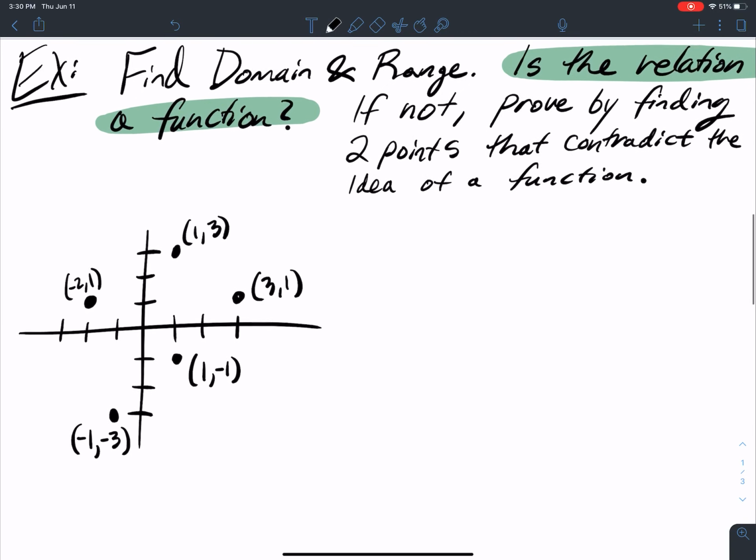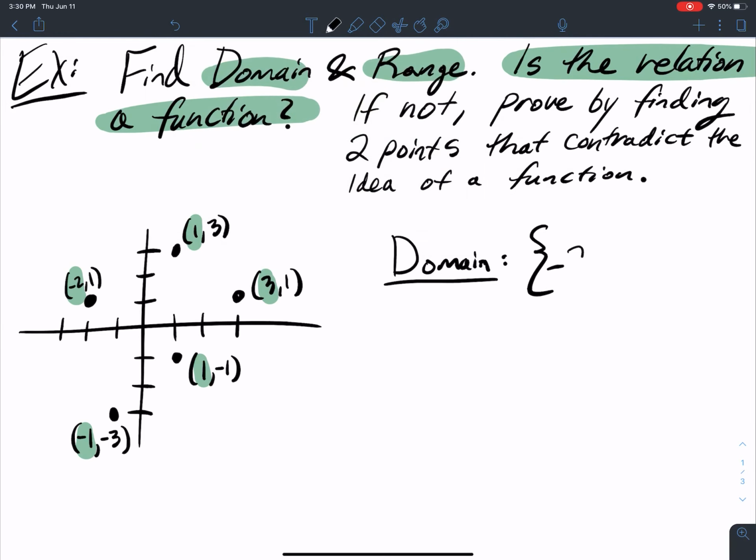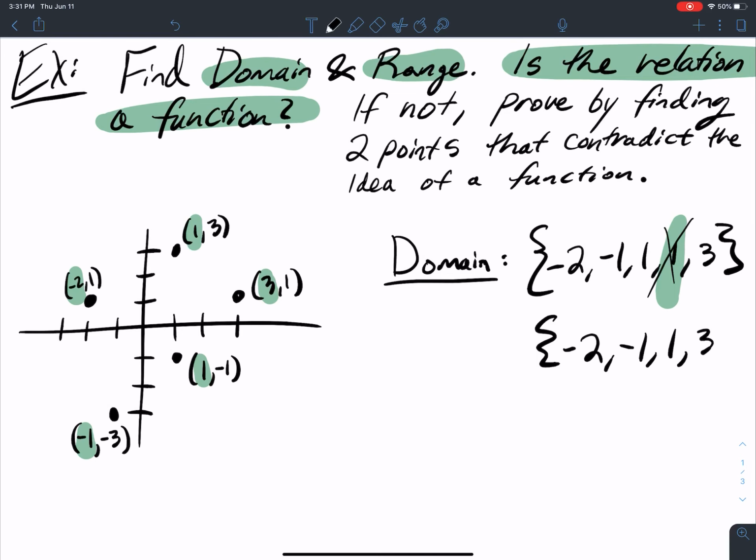All right. So is this a function? Yes or no? Domain, range. Domain, those are the x's. Range, those are the y's. So the domain here, what are the domains? The domains are negative 2, negative 1, 1, 1, and 3. So I'm going to set this up. I'm going to do a little curly bracket because it's a list of numbers. Negative 2, negative 1, 1, 1, and 3. Now, do we need to write 1 twice? If it's in there already, I don't need to write it again. So my domain is negative 2, negative 1, 1, and 3.